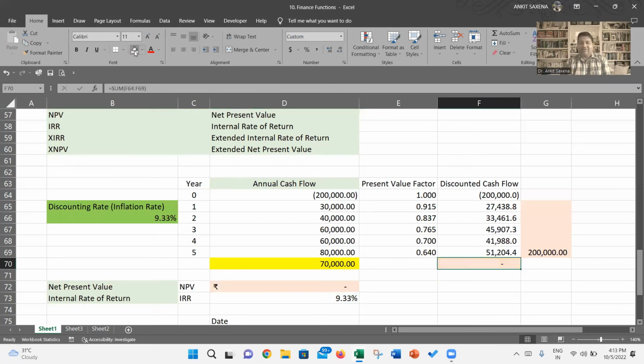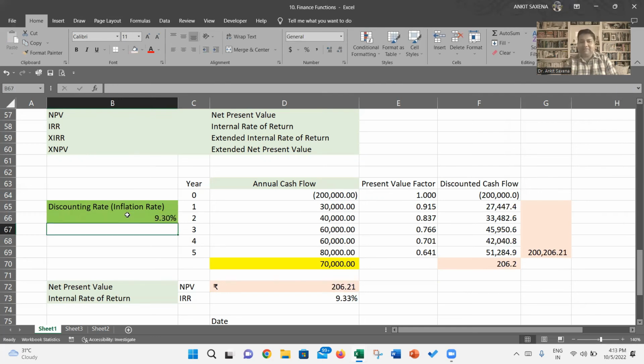So IRR is that rate at which, when I discount my project outflows and inflows, my net present value becomes zero. Now the idea is, if the project has an IRR of 9.33%, and I discount at a rate which is less than 9.33%, I should get a positive net present value. If I say 9.3%, I get some minimal positive NPV. So at least I'm earning 206 rupees over there.